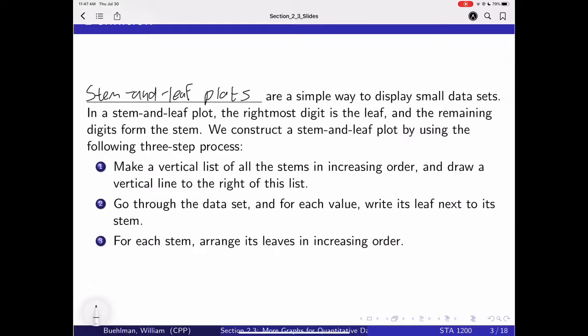So first we make a vertical list of all the stems in increasing order and draw a vertical line to the right of that list. We go through the dataset and for each value we write its leaf next to its stem. For each stem we arrange them in increasing order.